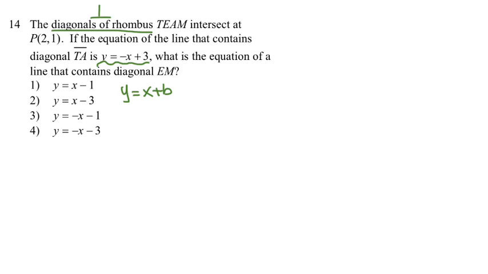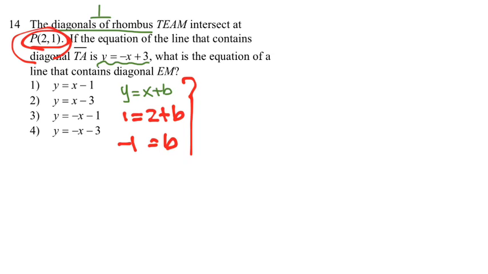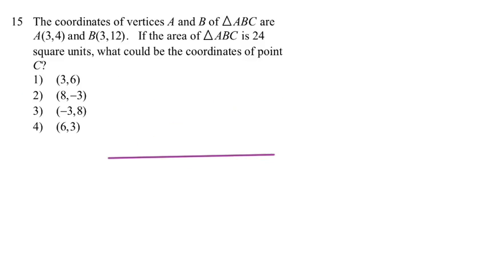Now, this equation also has to contain point (2, 1) over here. Then we see that 1 equals 2 plus b, hence b is equal to -1. That means our equation is y equals x minus 1. Choice 1 becomes the answer. Alright, let's move on to the next one.